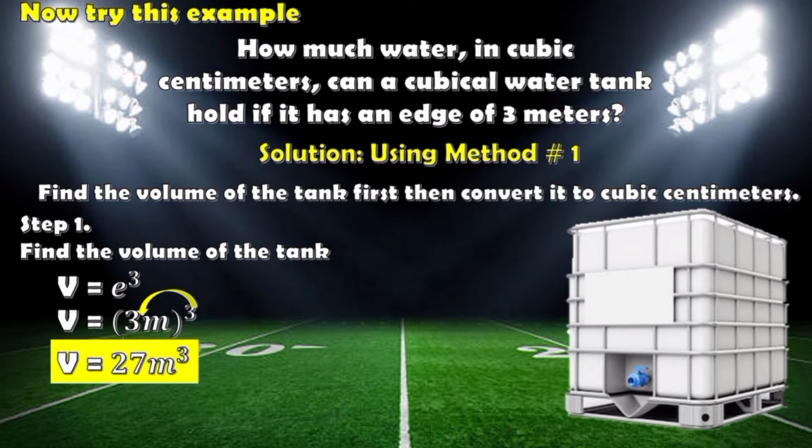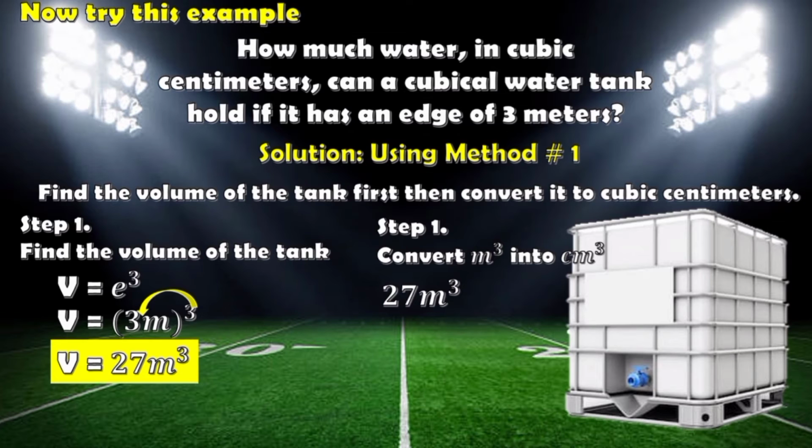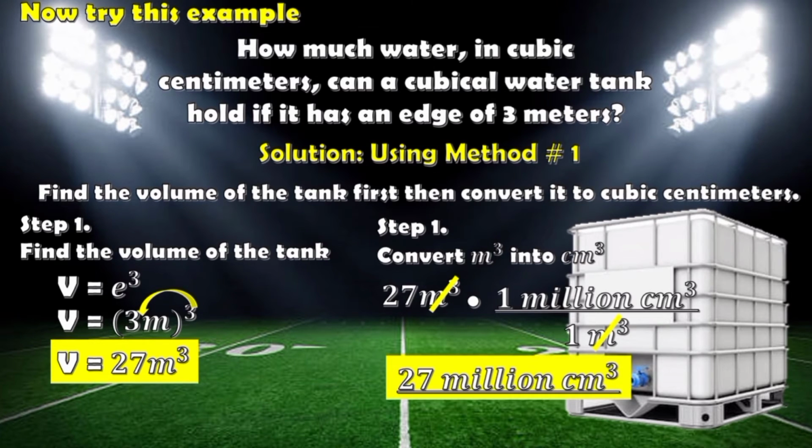Then for step 2, convert cubic meters into cubic centimeters. 27 cubic meters multiplied by the factor 1 million cubic centimeters over 1 cubic meter. Let's cancel out cubic meters. The answer is 27 million cubic centimeters.